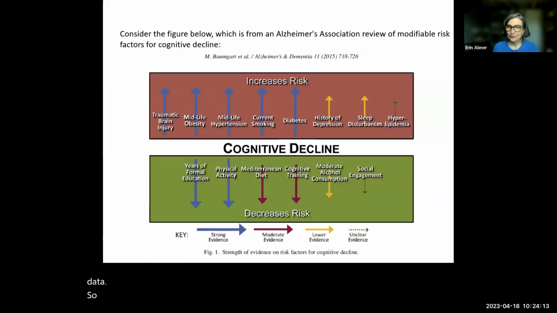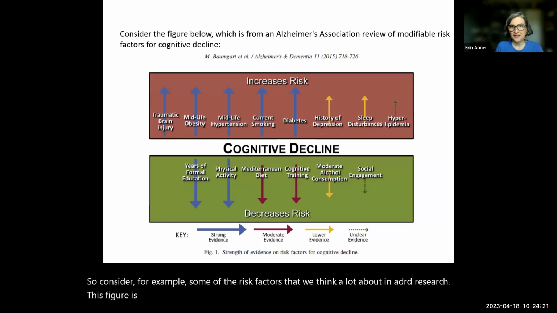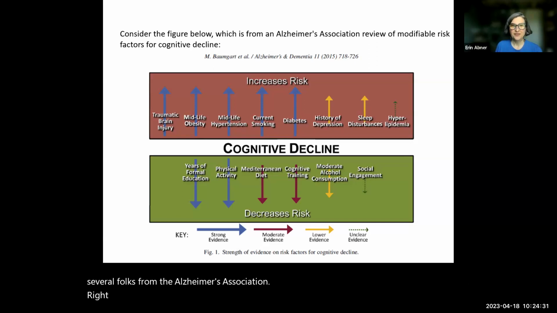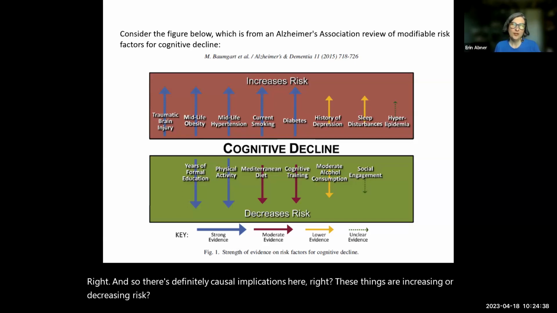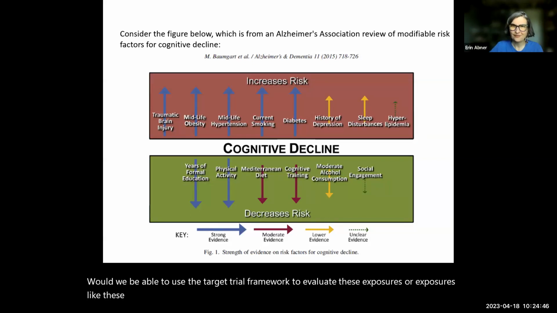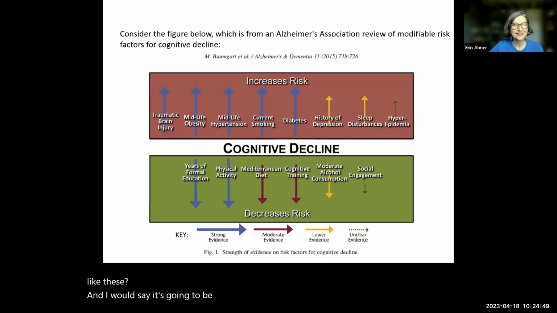So consider, for example, some of the risk factors that we think a lot about in ADRD research. This figure is from a 2015 review of modifiable risk factors for cognitive decline that was done by several folks from the Alzheimer's Association, right? And so there's definitely causal implications here, right? These things are increasing or decreasing risk. Would we be able to use the target trial framework to evaluate these exposures or exposures like these? And I'd say it's going to be tough. Let's talk about why.